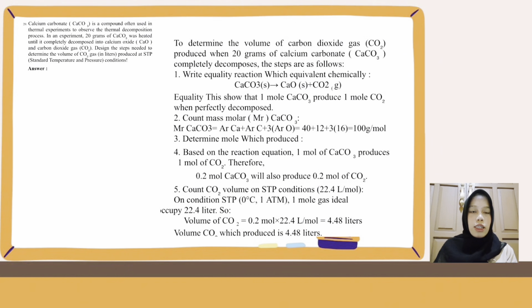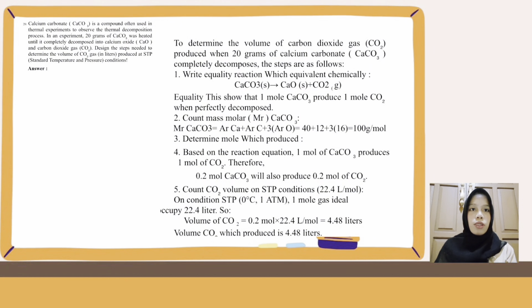1. Write the reaction equation with equal chemical balance: CaCO3 yields CaO plus CO2. This equation shows that 1 mole CaCO3 produces 1 mole CO2 when perfectly decomposed. 2. Count the molar mass of CaCO3. Mr CaCO3 equals Ar Ca plus Ar C plus 3 Ar O equals 40 plus 12 plus 3 times 16 equals 100 grams per mole.